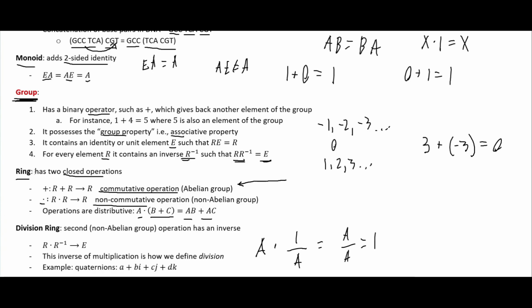And so these four things, which I will review again in the next video, are the things we have to remember for a group. It has this binary operation, it has associativity, it has an identity element, and it has inverses.